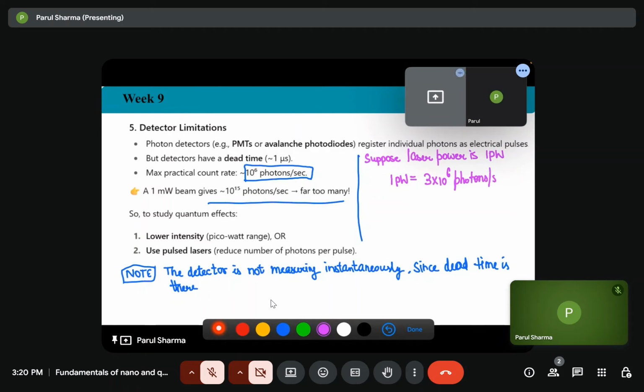So from here, what is the inference from this detector limitation? That to study the quantum effects, we need a lower intensity, that is of the order of the picowatt range, or we can use the pulse laser. So what will the pulse laser do? The pulse laser will decrease the number of photons per pulse.